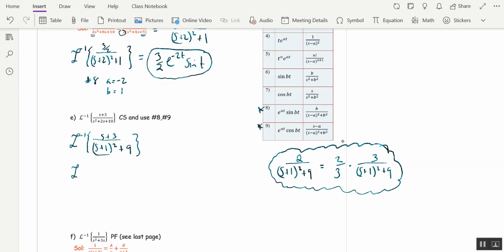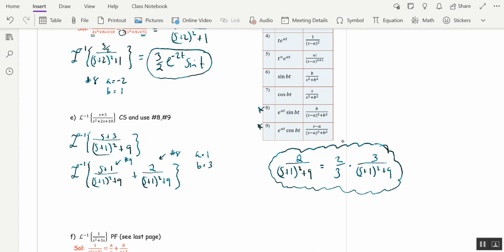So what I'm going to do is write this as 2 fractions. This is L inverse of (s plus 1) over (s plus 1) squared plus 9, plus, now I had a plus 3 on top. Here's s plus 1, so I'm missing 2. So add 2 more, and then same denominator. The first one is number 9, and this one is number 8. And they both have a equal to -1 and b equal to 3.